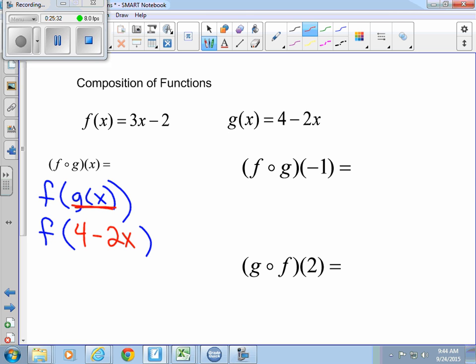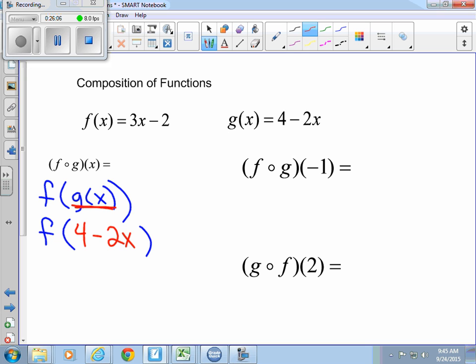Time out. How in the world do I do that? How did I find f of 1 earlier? You put 1 in for x. How would you find f of a million? You put a million in for x. How would you find f of smiley face if I made you do that? You would put the smiley face for x. So how do you think you're going to do f of 4 minus 2x? You're going to put 4 minus 2x where you see the x.